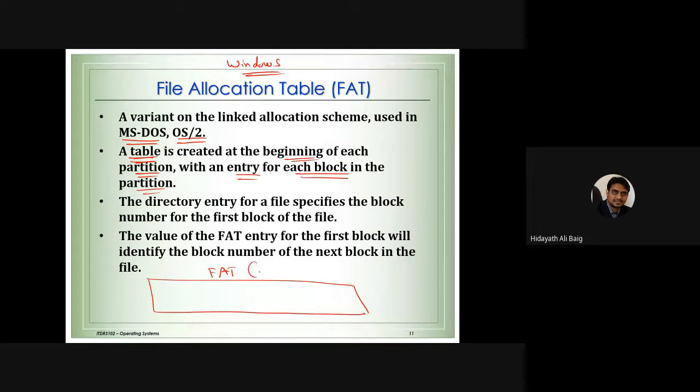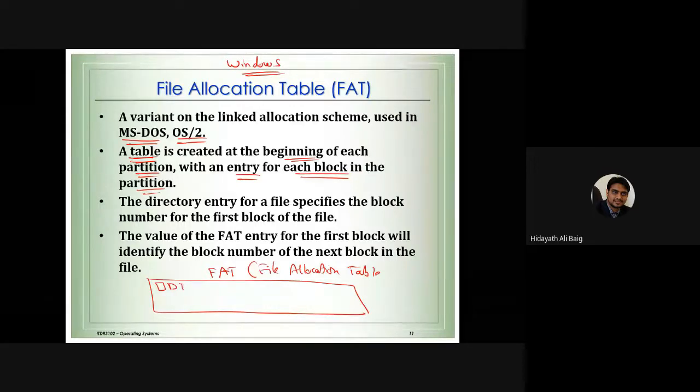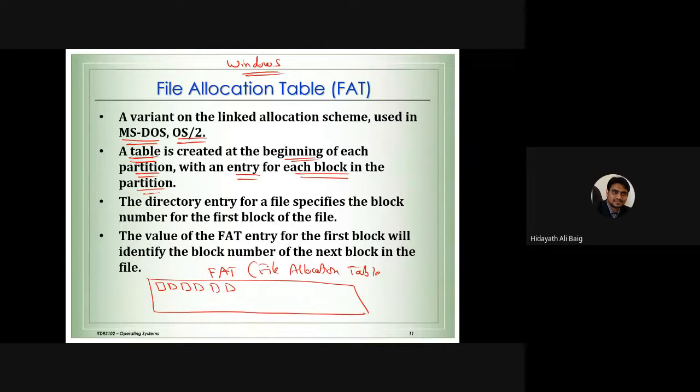What is FAT? File allocation table. So what will be here? There will be an entry for each block of the hard disk. Now that is about the file allocation table. Where is this going to be? This is in the beginning of each partition. You remember last class we talked about the hard disk.